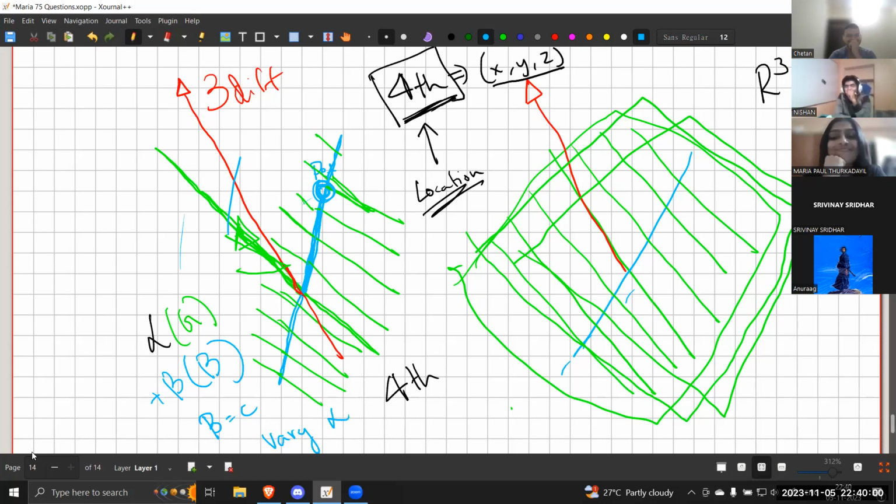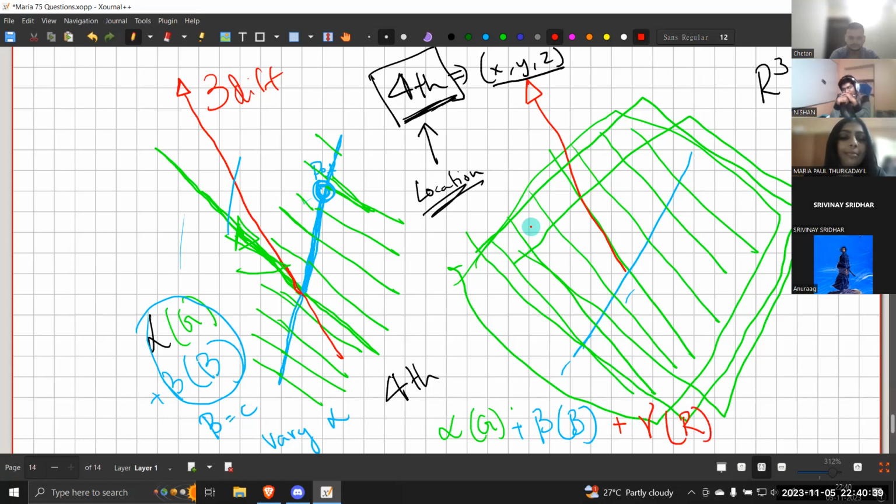Me exploring this entire green direction on each point of blue is nothing but taking the linear combination of these 2 points, right? And the same thing happens for red. I can do the same thing for red. Whatever I did for these 2 things, I'll do it for every point on red. That is nothing but alpha times green plus beta times blue plus gamma times red, right?